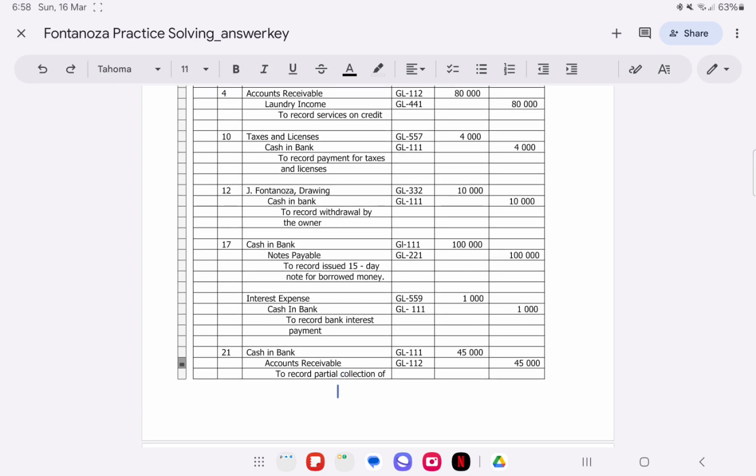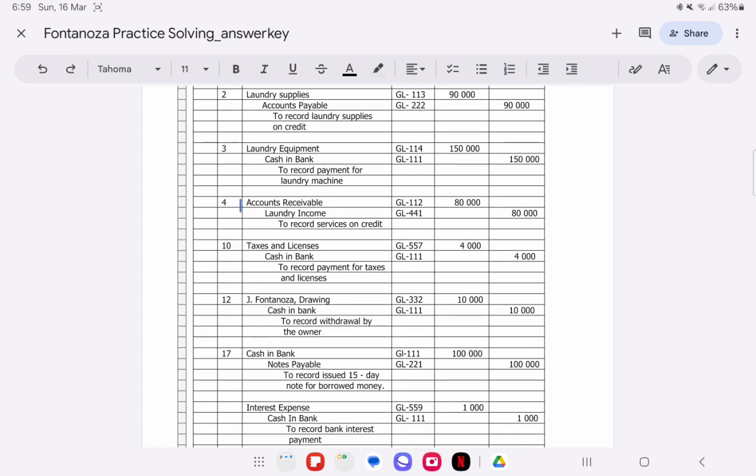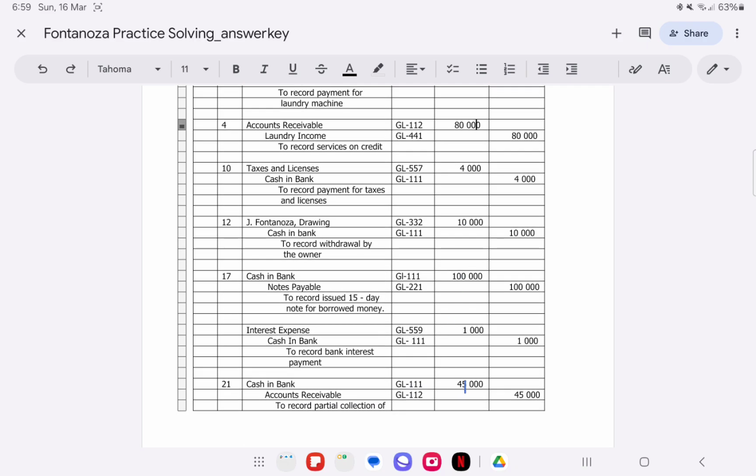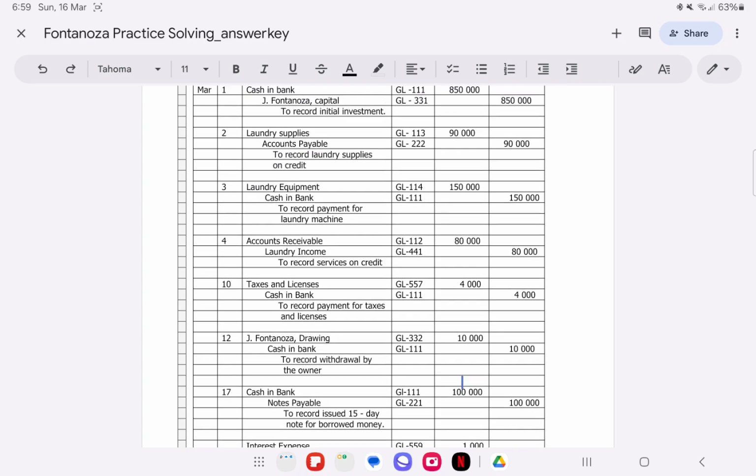So since this is a partial collection, there will be a cash balance, or obligation balance, with your customer. So, di ba? From transaction 4, 80,000 minus partial payment of your customer, 45,000. So there will be 35,000 left of the customer's obligation.